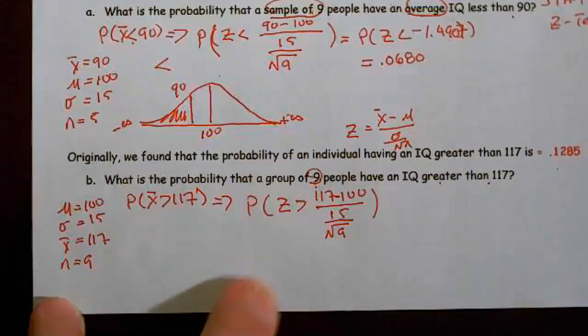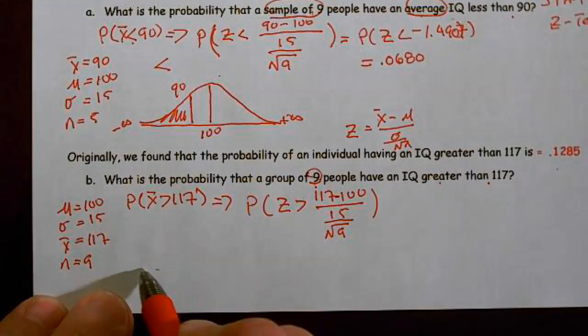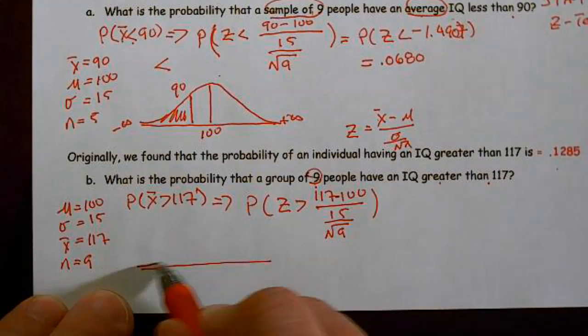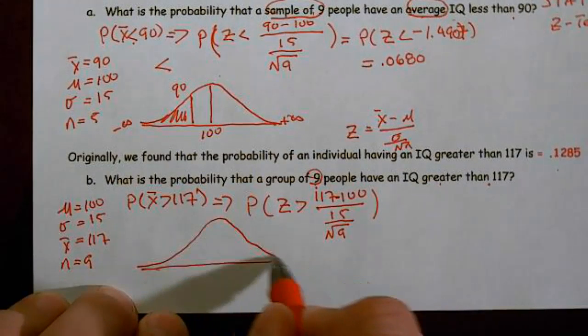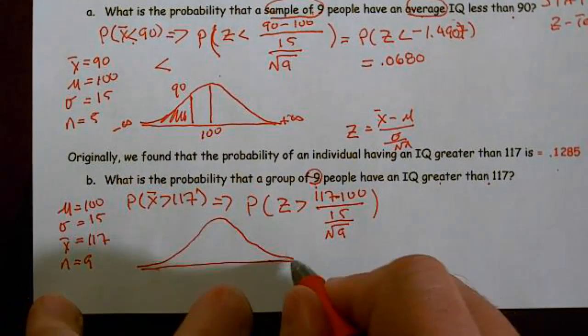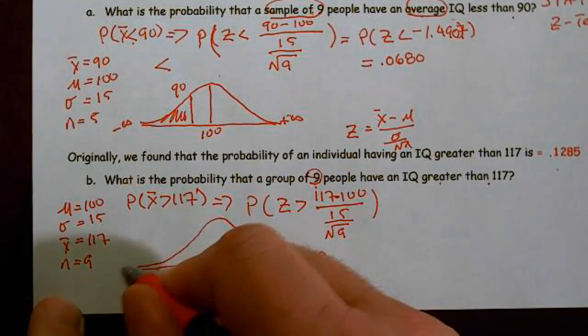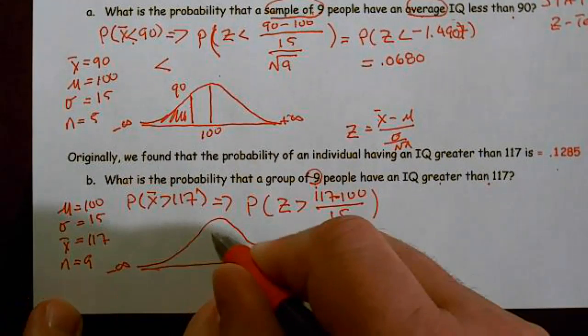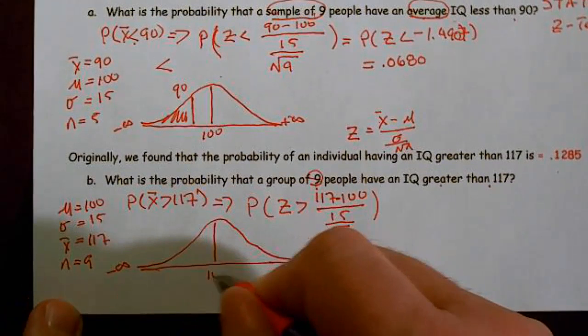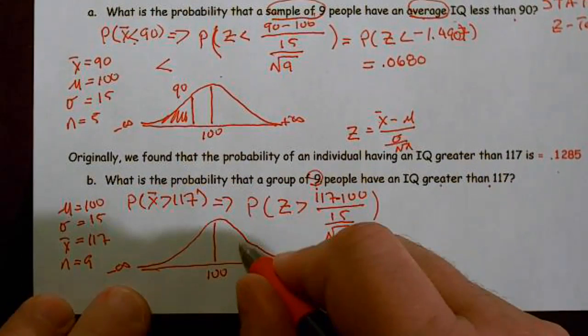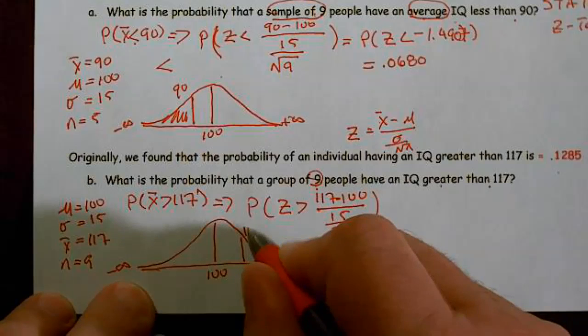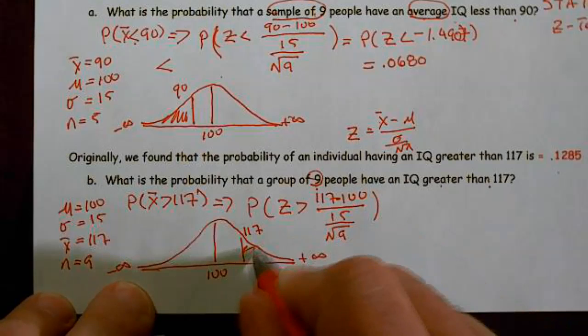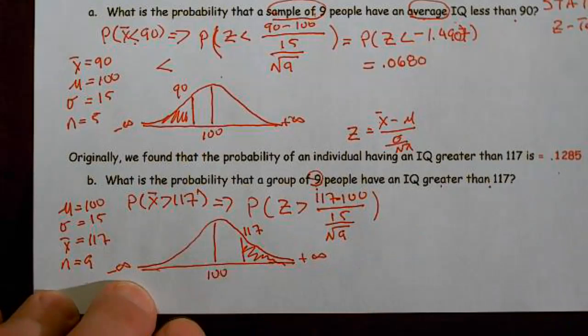All right, so drawing our picture, it's exactly the same picture as we had on page 1. Technically, it should be taller and so on. But like I said earlier, I'm not that good of an artist, so I'm not going to worry about it. Our mean is at 100. This time our X bar is at 117, and we are shading up.